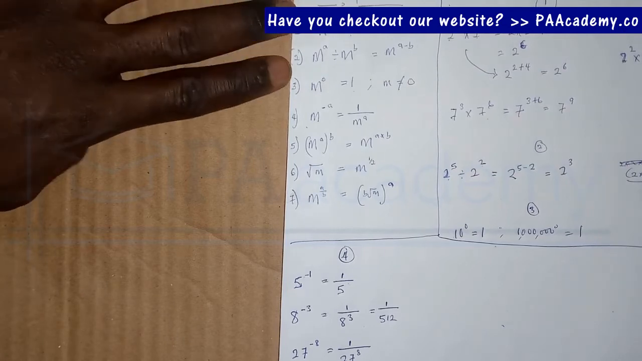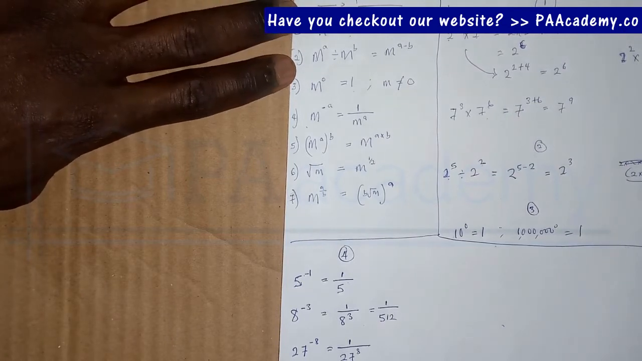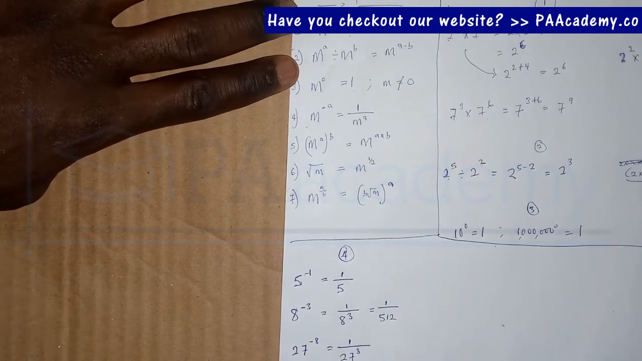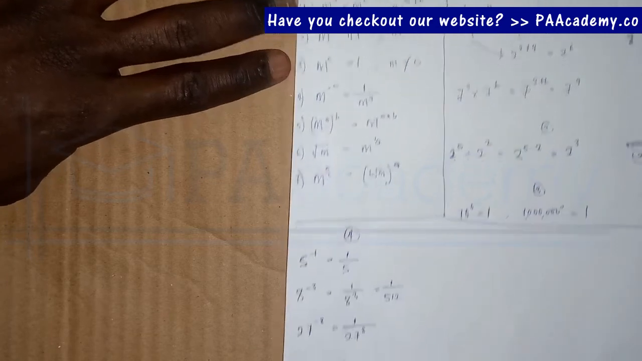Now for law 5, let's look at this example. If you are having 6 raised to power 2, all in brackets, raised to power 3. Okay.